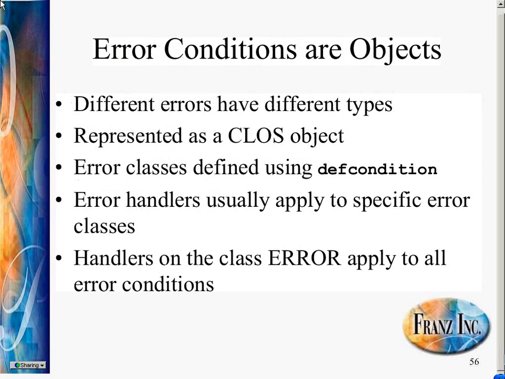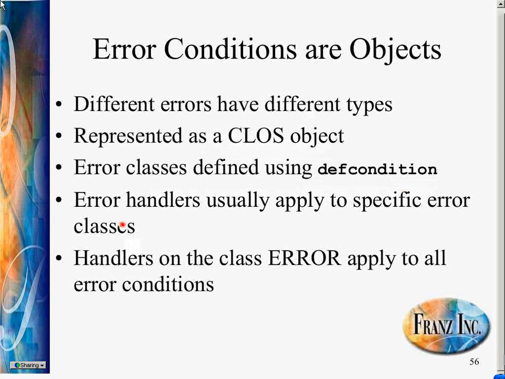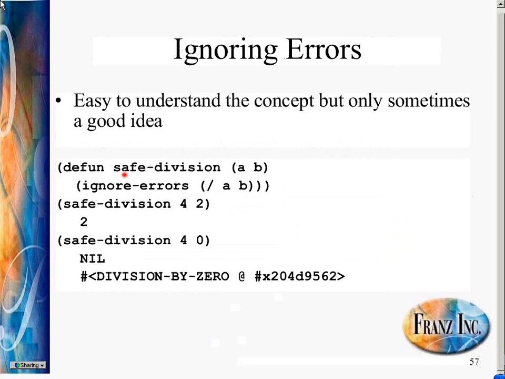There is a condition hierarchy within Lisp, and different errors have different condition types. It's all represented as CLOS objects. You can define your own error classes using the macro define-condition, and error handlers usually apply to specific error classes, and you can call error signaling a particular condition. There is a function within Lisp called ignore-errors, and you can wrap any form in an ignore-errors, and if an error happens in the execution of that form, you won't go into the debugger. Instead, ignore-errors will return two values, nil and the error condition that was signaled. And so here we have safe division, and we do ignore-errors a b, and if they're perfectly good numbers, it divides them. If the second one is 0, it returns nil.